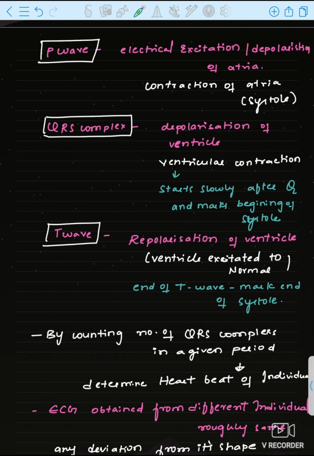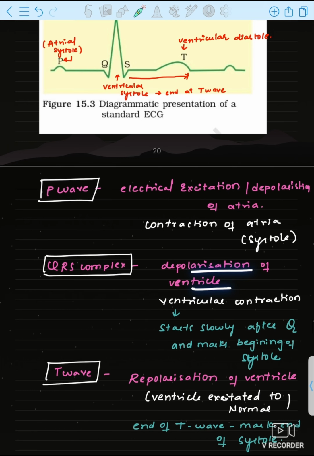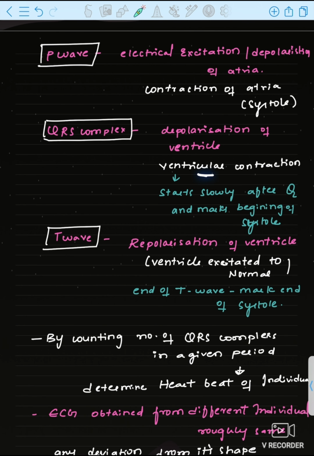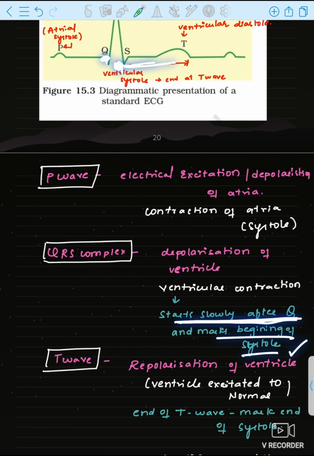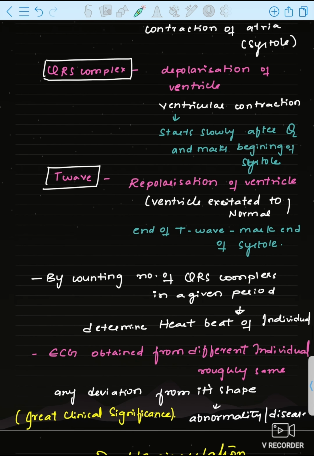Now QRS complex, that is depolarization of ventricle. Depolarization of ventricle means ventricular systole, ventricular contraction. See, that starts slowly after Q wave. This is Q wave, no? From here it will start, and marks the beginning of systole. The end of T wave marks the end of the systole. This is the end of systole. This is ventricular systole. Okay.